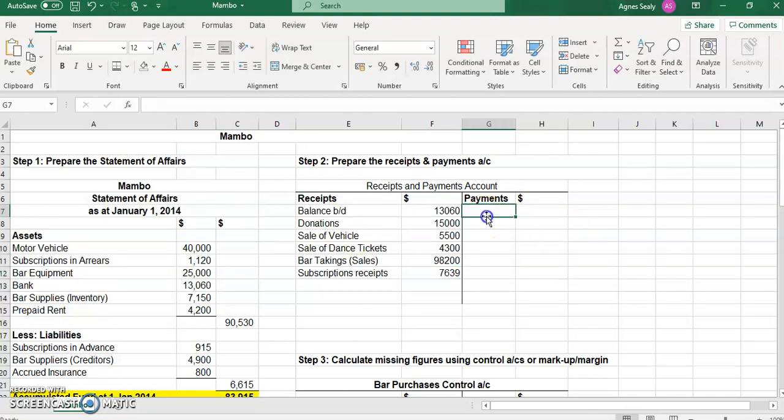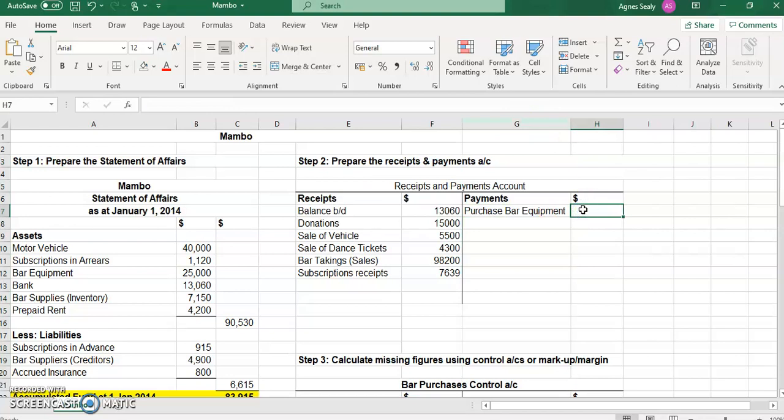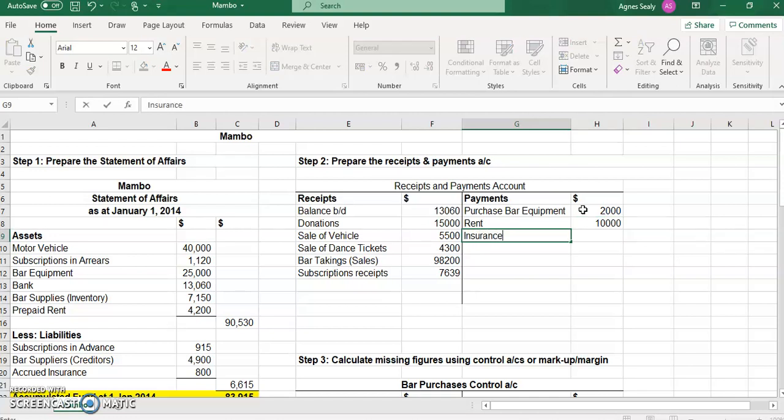So let's enter now our payments. What did they pay? They purchased some bar equipment, so we can look at that. Purchase bar equipment. So let's enter the bar equipment. I can just simply say bar equipment, but I just want to remind you that it was a purchase, so it will go as a payment, and that was for $2,000. They also paid rent of $10,000. It paid insurance of $7,250.